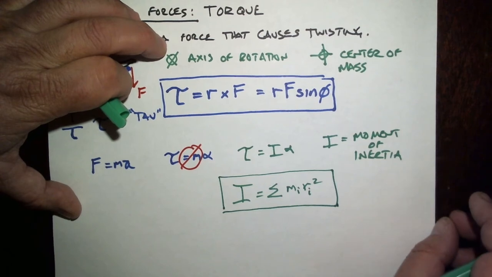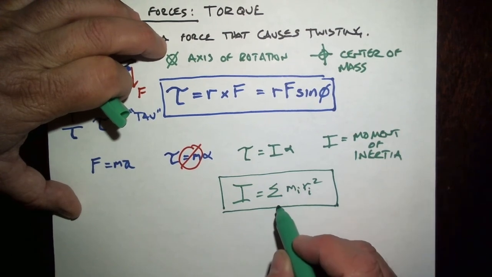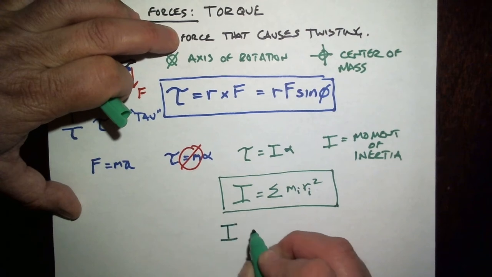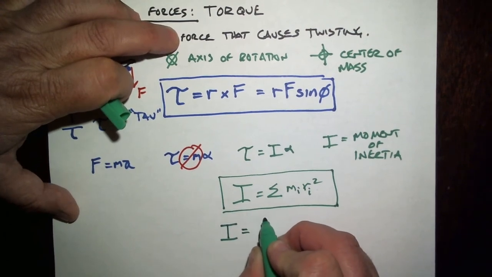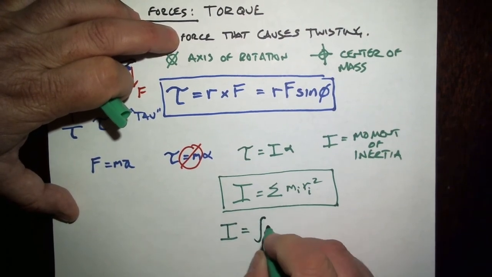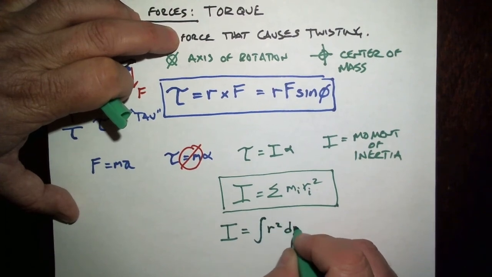That'll be the next video I put out. And this turns into an integral if you have a continuous object. So we would then be integrating r squared dm.